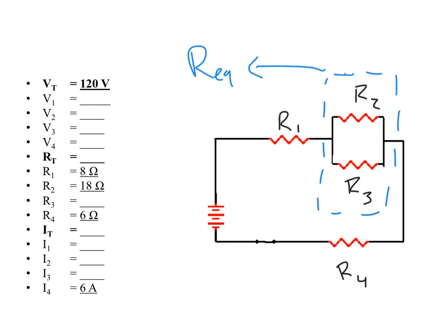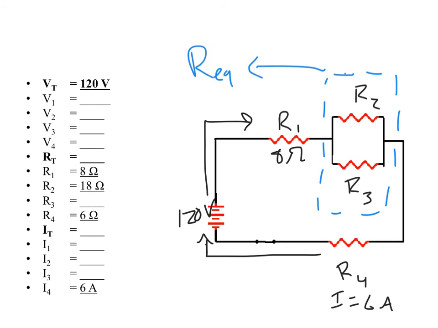I know the voltage is 120, I know that R1 is 8 ohms, and I know that R4 has a current of 6 amps. Now, if R4 has a current of 6 amps, notice R4 is in series with the battery. So if it has a current of 6 amps, the battery has a current of 6 amps, which means R1 has a current of 6 amps. So current 1 is 6 amps.